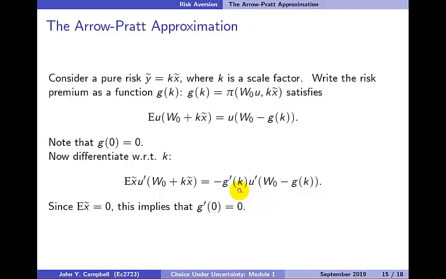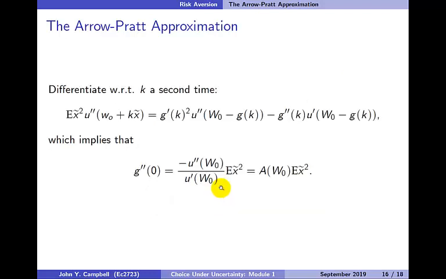Okay, that's not very interesting yet, but let's hang on a minute. Let's differentiate it again. On the next slide, we're going to differentiate with respect to k a second time, and we get this long equation. We're just applying the chain rule, and again, let's evaluate it at k equals 0 and figure out what it tells us about the second derivative at 0.